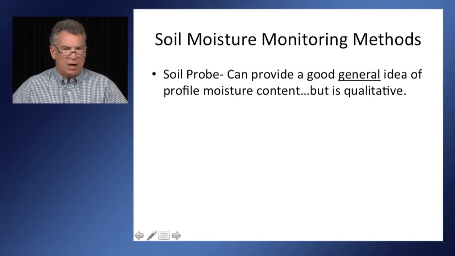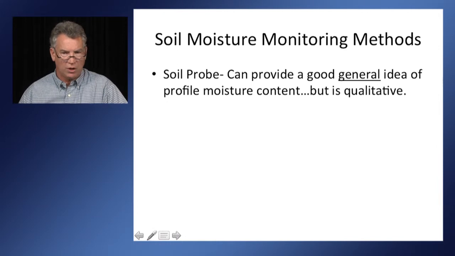So let's talk now about soil moisture monitoring methods. Probably one of the easiest, and one that most people are familiar with, is simple soil probing, in which we can get a good estimate or general idea of the profile moisture content. But this is a qualitative estimate. This gives us an idea of whether or not there's water available in surface or subsurface layers, but it really doesn't tell us how much water might be available.